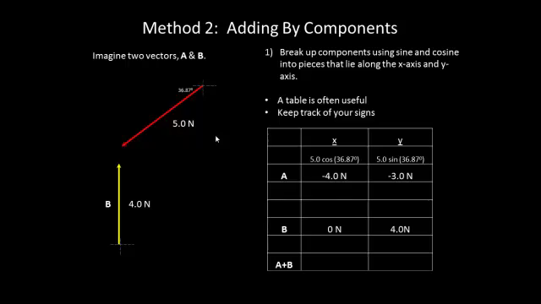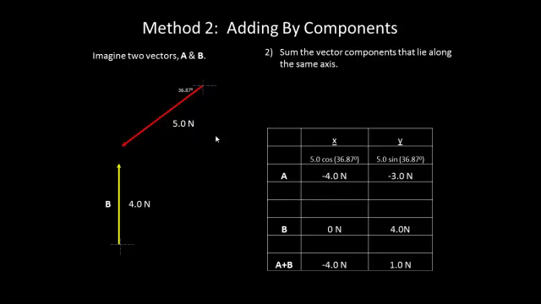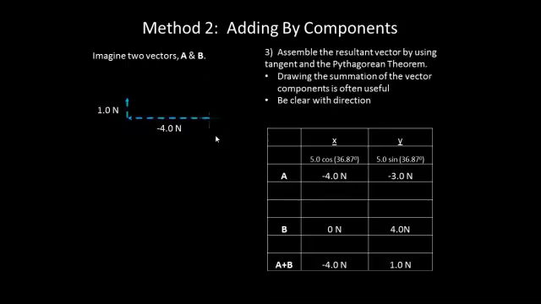Our B is a little bit easier because it's only pointed in one direction. Our B sub x component is 0, and our B sub y component is just positive 4 newtons. So then we just sum the vector components that lie along the same axis. So I sum up all of the x components, I get negative 4 newtons. I sum up all the y components, I get positive 1 newton.